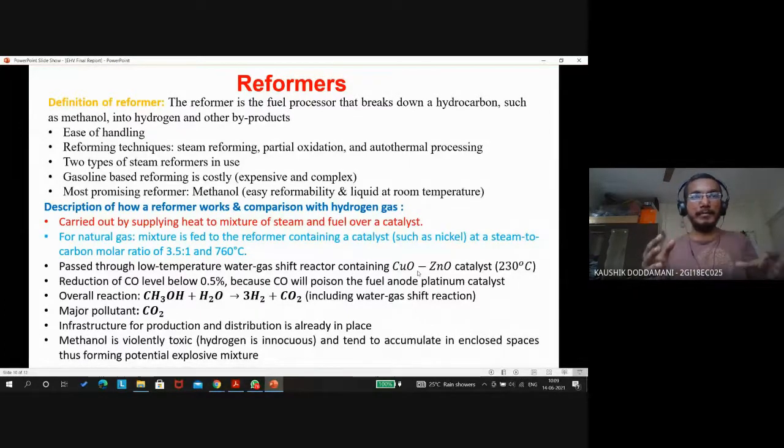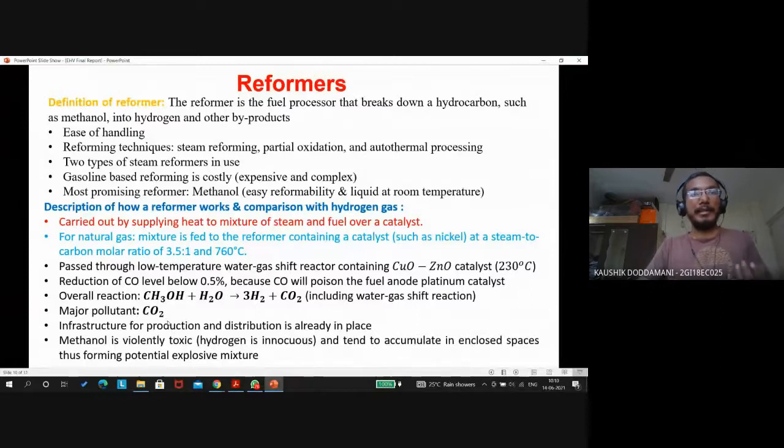Next, there is a reduction in the CO level, because CO has the property that it will poison the anode platinum catalyst. So by this water gas shift reactor, the CO level will be reduced below 0.5%. The overall reaction is CH3OH + H2O, that is methanol plus water, gives you hydrogen plus carbon dioxide. And we know that the major pollutant is CO2.